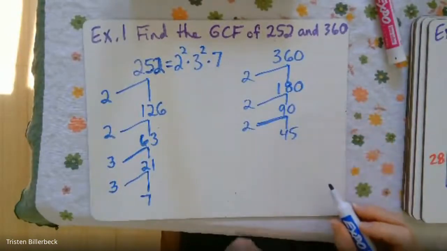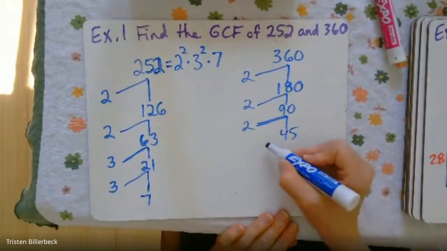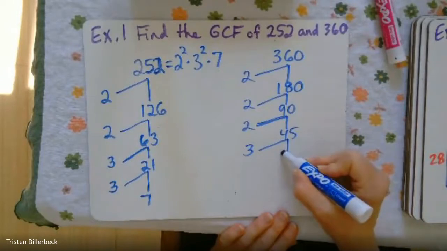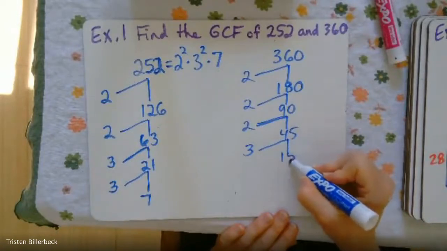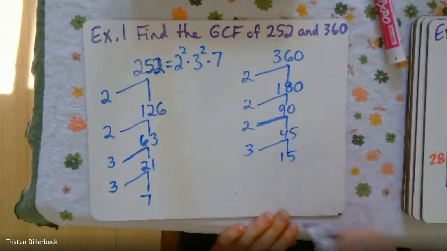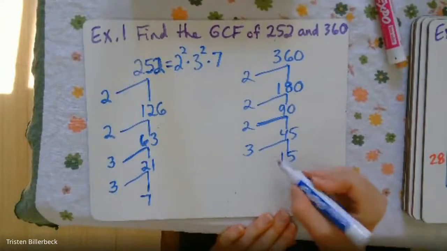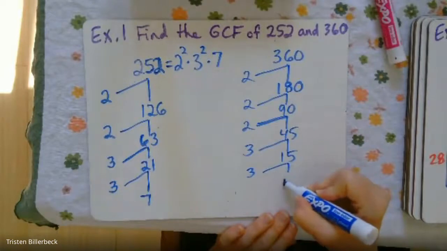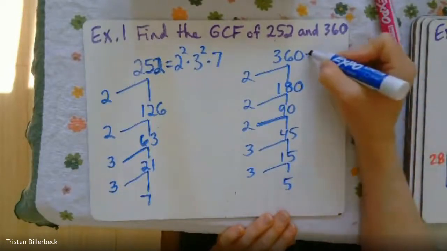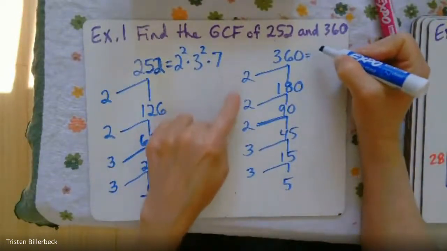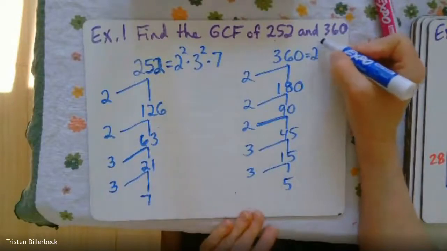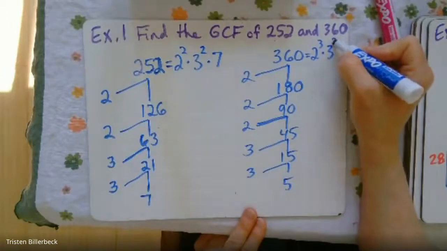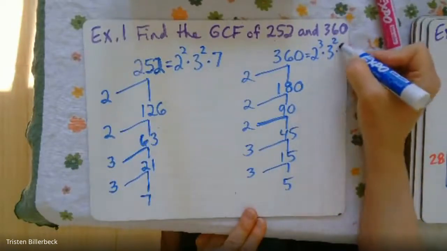So 4 plus 3 is 9. 9 is divisible by 3. So we divide by 3, and we get 15. 1 plus 5 is 6. 6 is divisible by 3, so this is divisible by 3, and we get 5. So this one prime factorizes as we have 3 2's, so 2 to the third times 2 3's, so 3 squared times 5.